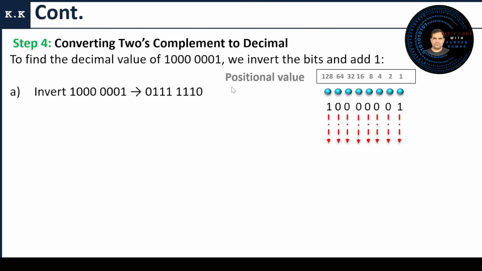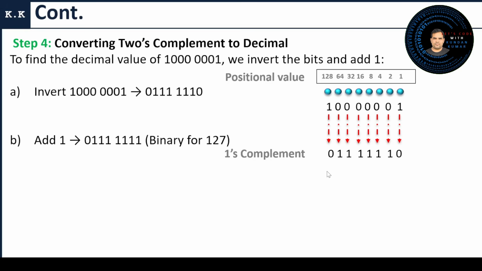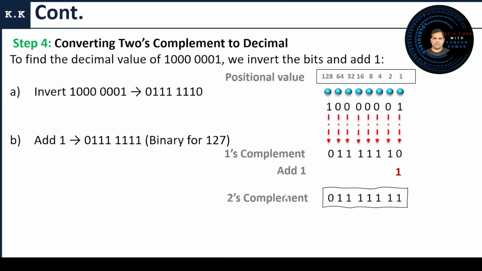So you are going to convert to ones complement. What is the ones complement? It means 1 becomes 0 and 0 becomes 1, you can see. That is the ones complement. Once it becomes a ones complement, you need to add 1 to this ones complement. Once you add 1 to this number, you are going to get the 2's complement.